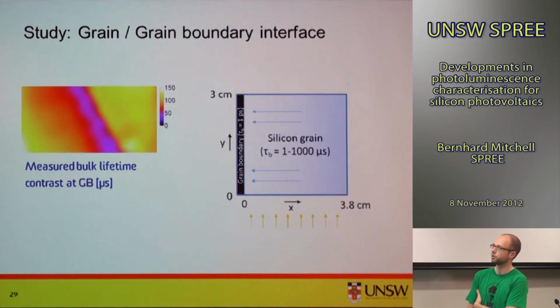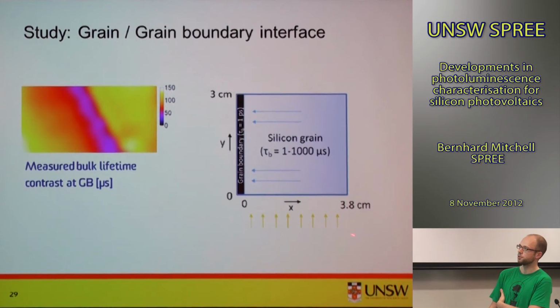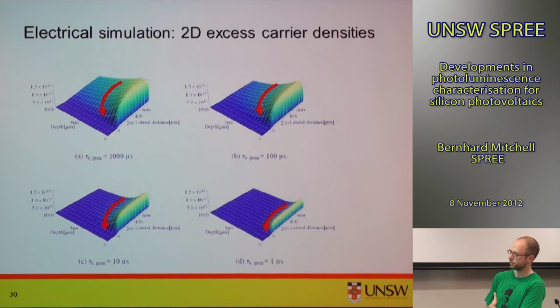And so we set up a little model, and here we see the bulk lifetime contrast towards the grain boundary, and we modeled that. We have a simple silicon grain with various bulk lifetimes, and a grain boundary with a very low lifetime, and we illuminate from the front, and then we calculate the excess carrier densities as a function of depth and as a function of lateral distance to that grain boundary for different bulk lifetimes.